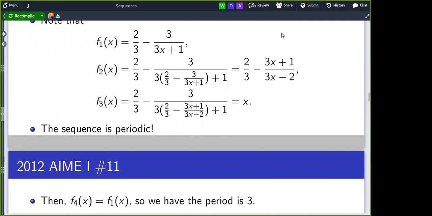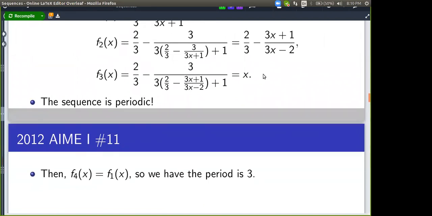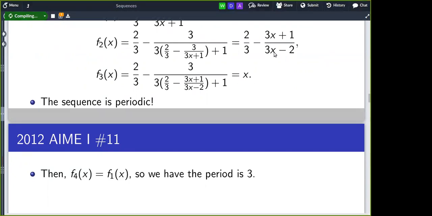And so then 1001. What would F1001 be equal to? Just someone say in the chat what they think F1001 would be equal to. Yeah, so it's F2 because 1001 is 2 mod 3. So it's equal to F2, and we calculated F2 above. So we have 2/3 minus 3x plus 1 over 3x minus 2.